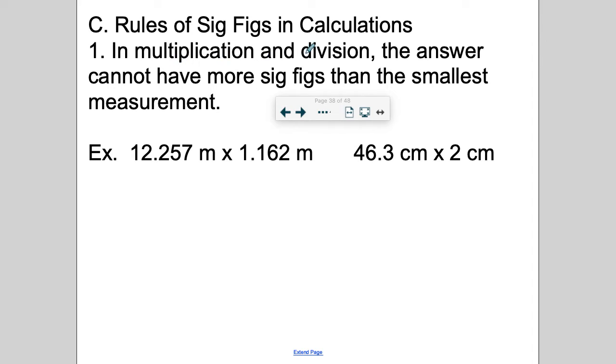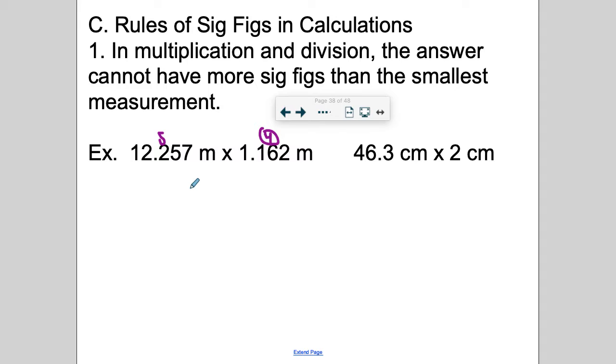So, rules of sig figs in calculations. In multiplication and division, the answer cannot have more sig figs than the smallest measurement. So here we have two numbers we're multiplying, and you can only have 4 significant figures. You figure out how many sig figs are in this number: 1, 2, 3, 4, 5. There's 5 sig figs here. And over here there's 4. So your answer has to have 4 sig figs.